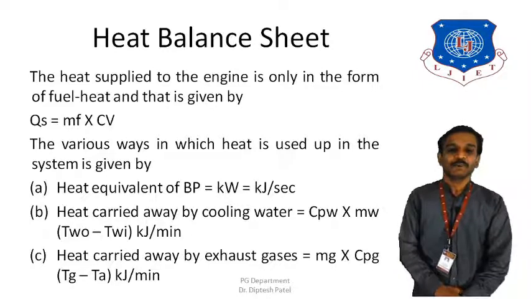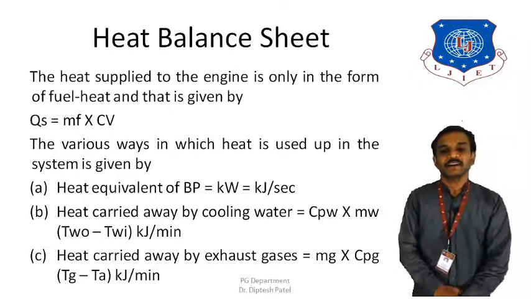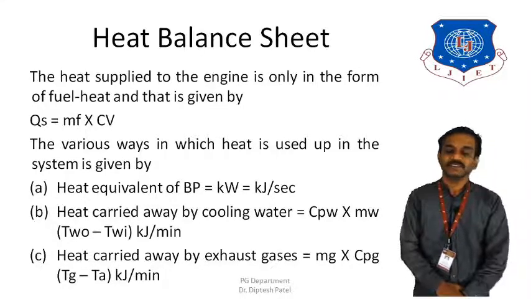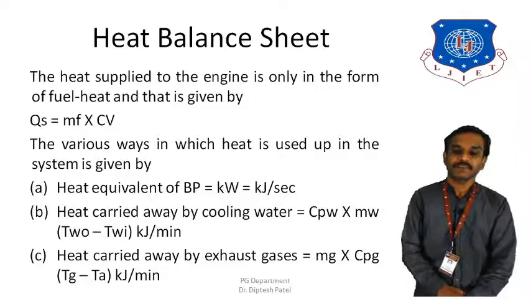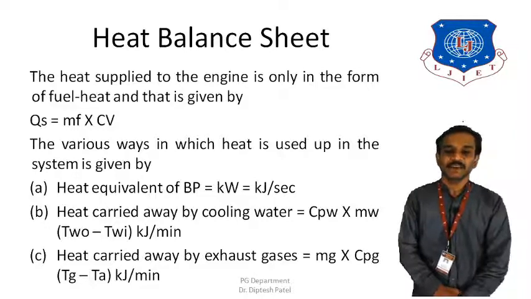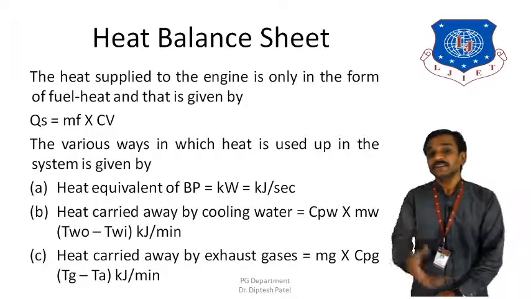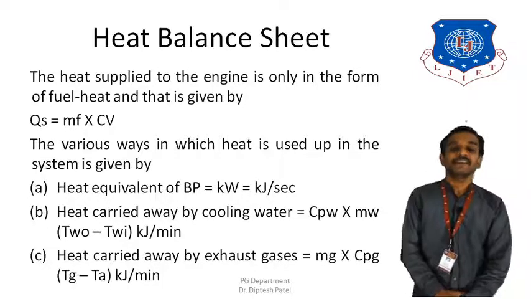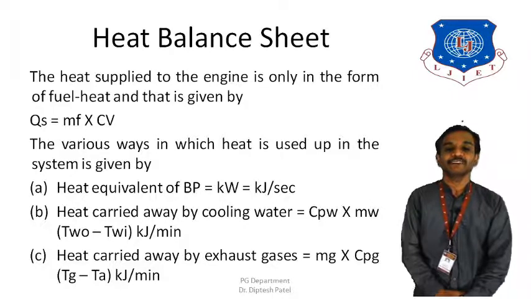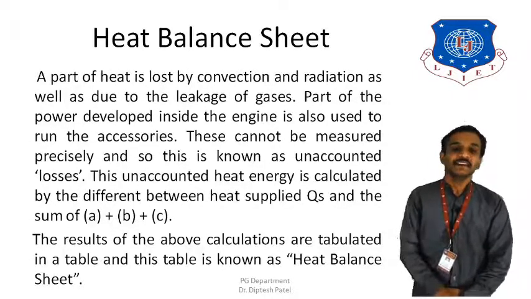And the last component is heat carried away by exhaust gases, and the formula is again mg into cpg into (tg minus ta), where mg is mass of gas, cpg is specific heat of gas, tg is temperature of gas, and ta is temperature of air. So these help us to find the various components of the heat balance sheet, and this is how we can design the heat balance sheet.